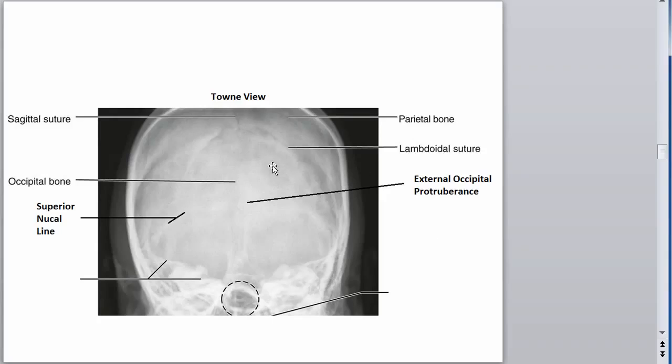Town's view, from more of a posterior view. You can see the EOP would be right here. But see, now you really have to hallucinate. I used my own images, so I have quite a collection. I showed you things that we can really see, because you really have to hallucinate. Superior nuchal line is here. I mean, I could see it, but you can see the lambdoid suture, lambdoidal suture here.